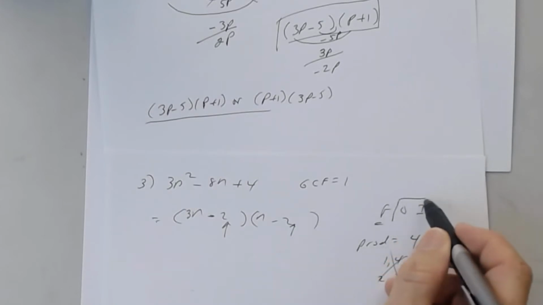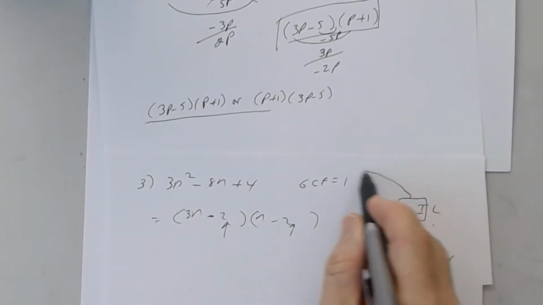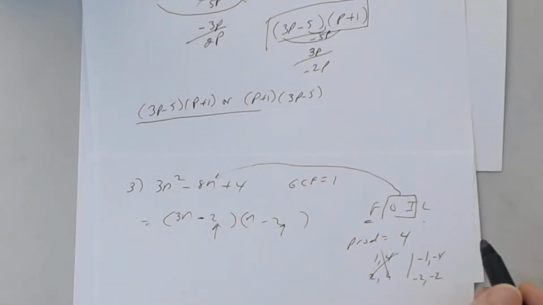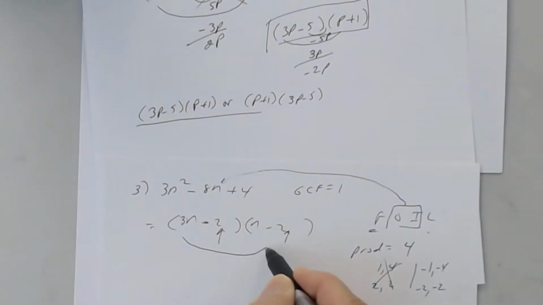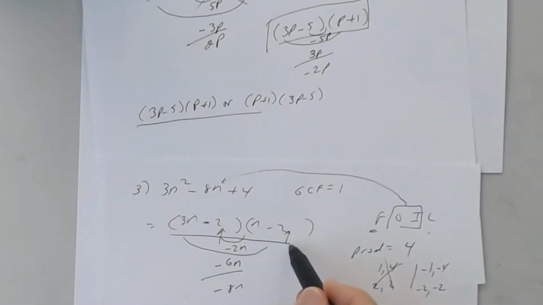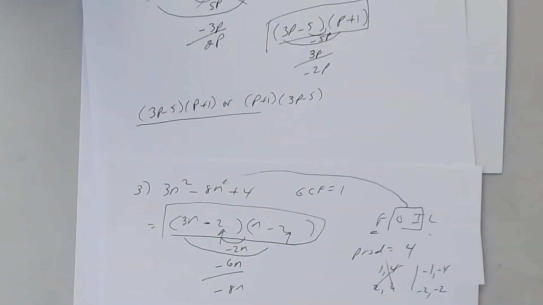What is it I have not checked? The outer and the inner. The outer and inner better add up to be what? Negative 8. All right, let's check it. What is the outer? What's the inner? What do I get when I add them up? So that does work, right? The other one would not have worked. All right, so we got that one real quickly.